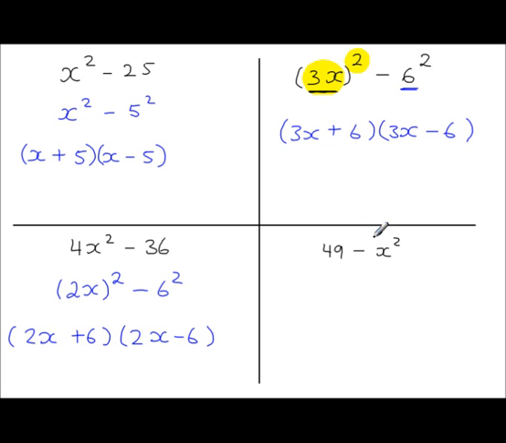49 minus x squared. So 49 is 7 squared minus x squared. So we have the difference of 2 squared terms. So add them and subtract them. So factorizing 2-term quadratics, where you only have the square term and the constant, is simple because you can just use the difference of 2 squares. But one of the conditions is both terms must be squared to begin with.